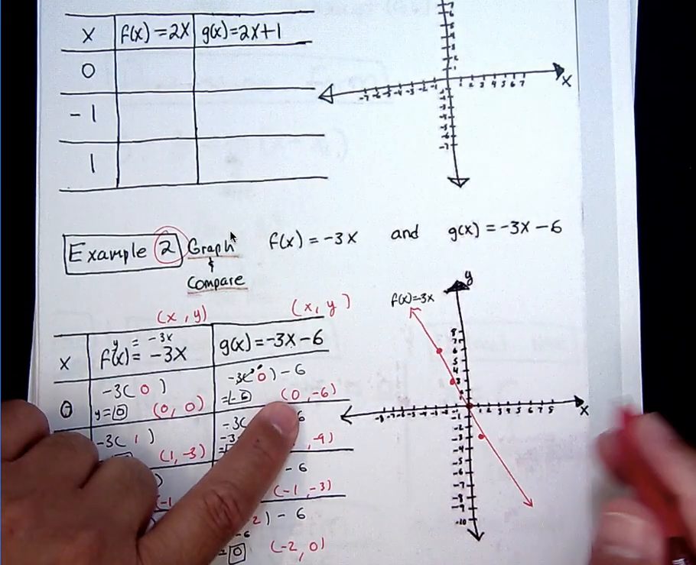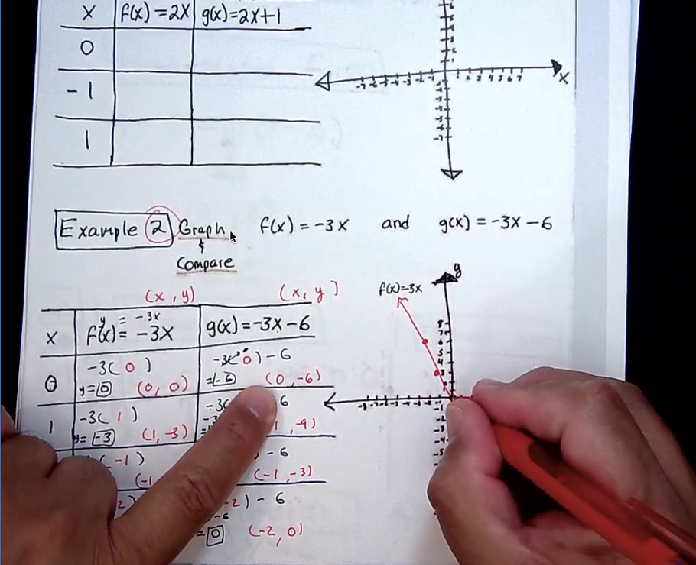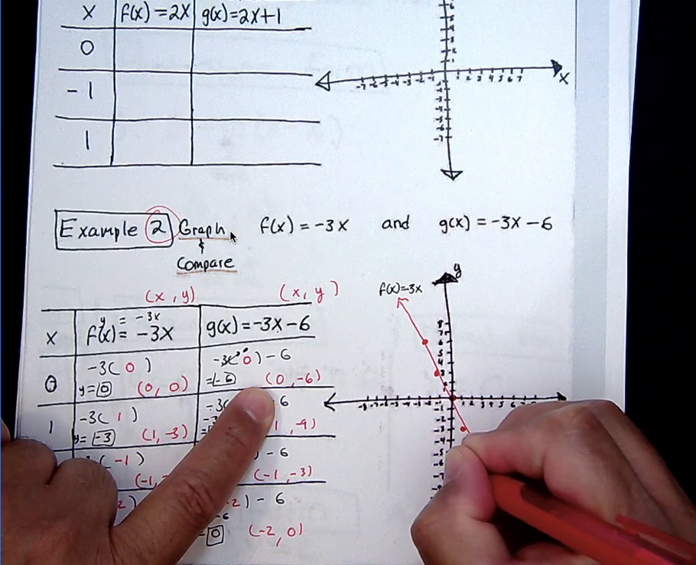Now let's graph this one. So you start from 0 and you go down to 6.